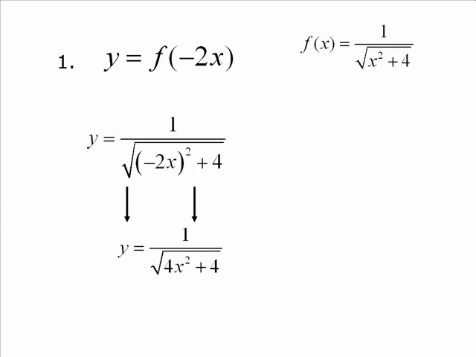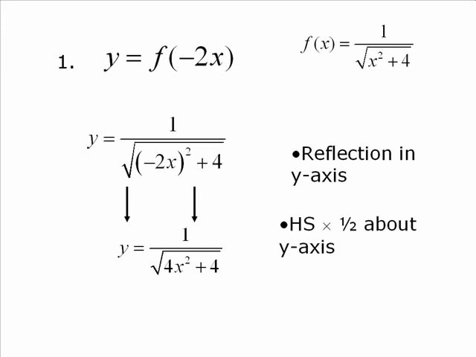Now, in terms of the description, if we were asked to say what has happened, we would note that because x was replaced with negative x, we get a reflection in the y-axis. And of course, the replacement with the 2 tells us that there's a horizontal stretch by a factor of 1/2 about the y-axis. So the questions can be either or.